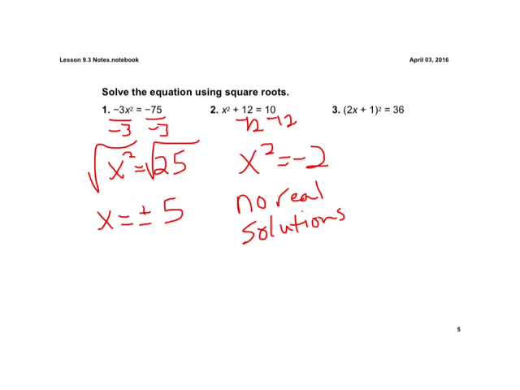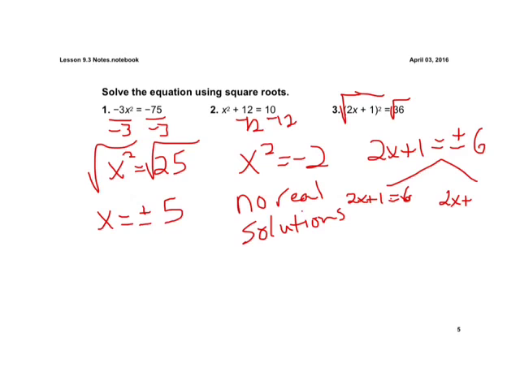And number 3, we have a quantity squared, so we're going to square root both sides. And when we do that, we're just left with 2x plus 1 equals positive and negative 6. And this is where we need to branch off and do two problems. We have 2x plus 1 equals positive 6, and 2x plus 1 equals negative 6.